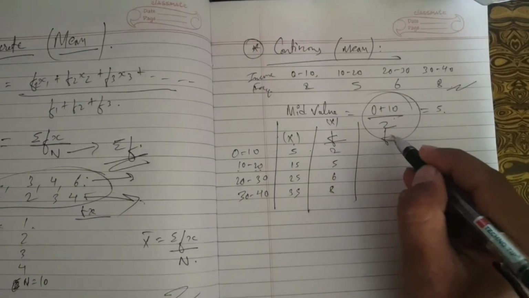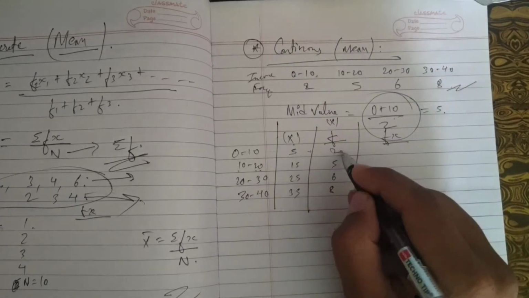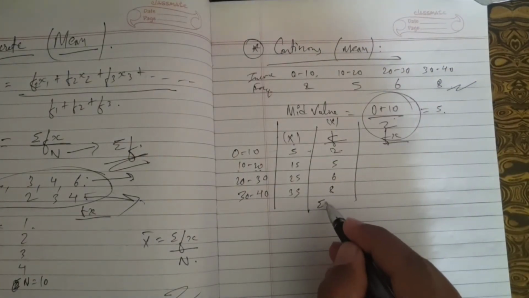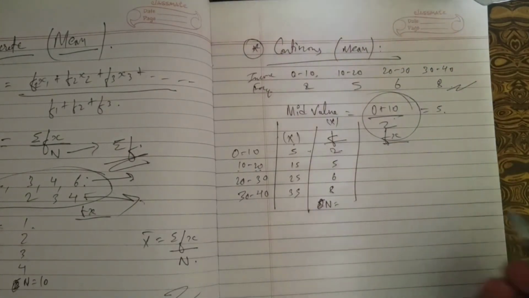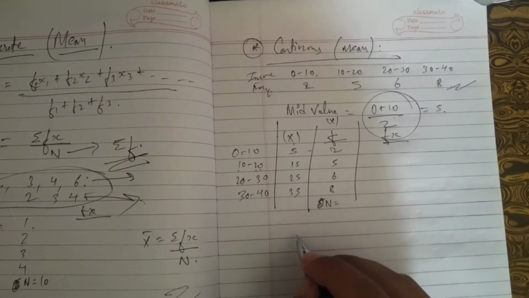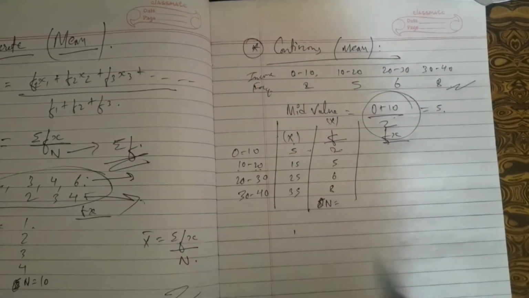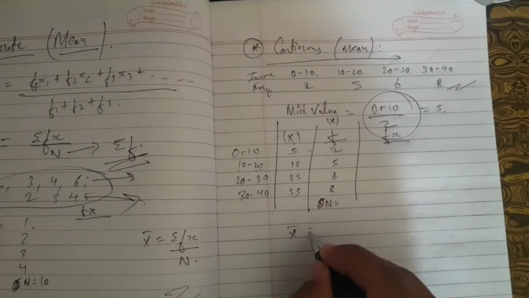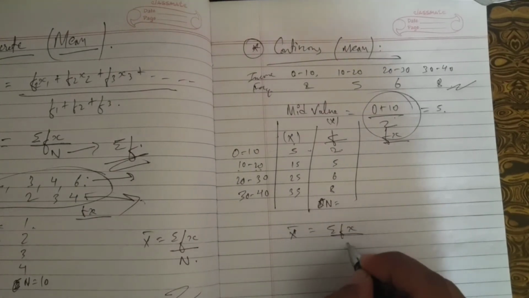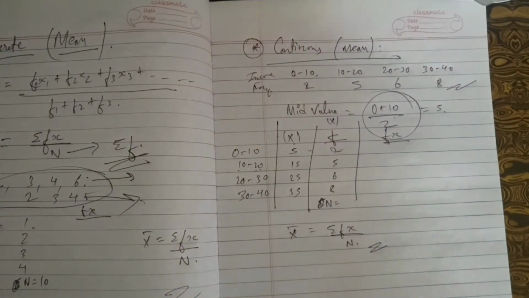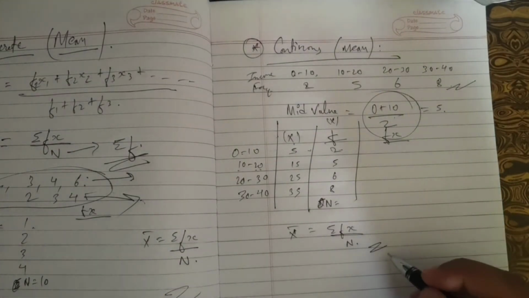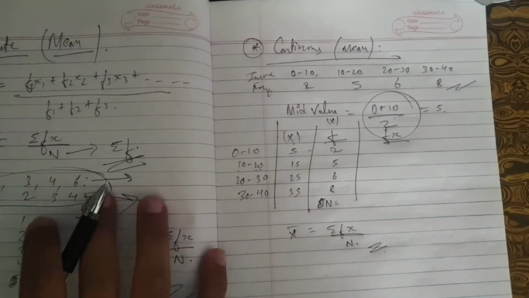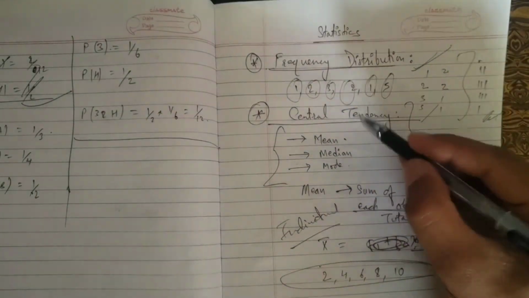So what you'll do next is multiply f and x, this and this, and then your summation of f will be your n. And then your formula will be x bar equals summation fx divided by n. Okay, so this is what your formula will be in case of mean.